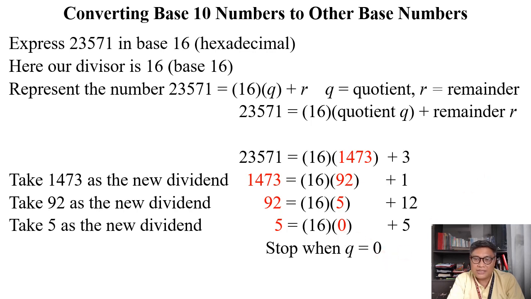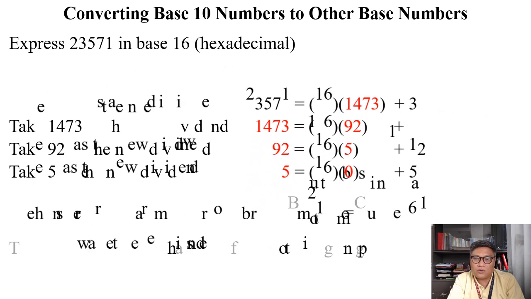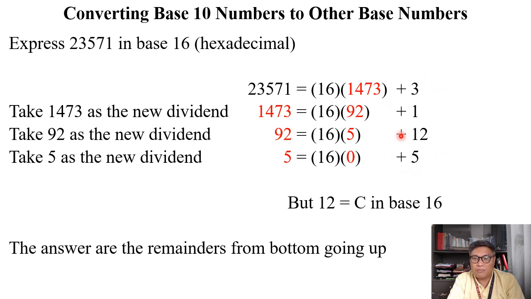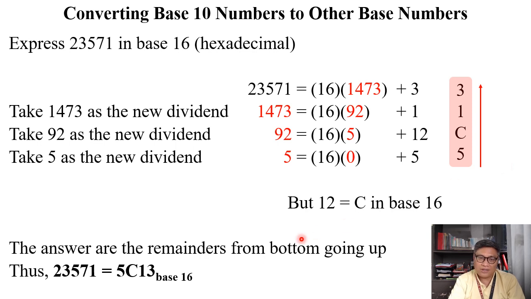So this time, simply looking at your remainders, remember, class, that 12 in hexadecimal is the same as C. So we are going to simply rewrite that, looking at your remainders from the bottom going up. That will be our answer. So 23,571 when converted to hexadecimal will be equivalent to 5C13 base 16.